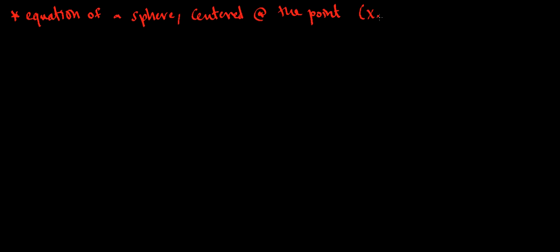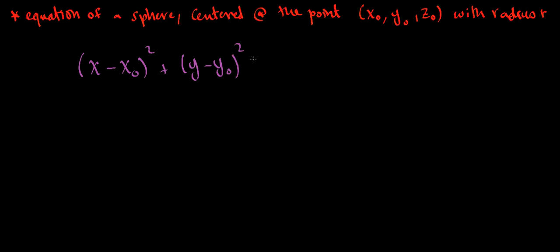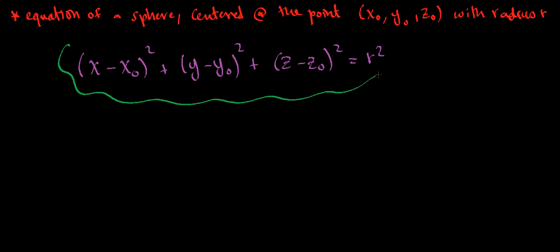So let me give you the general formula for the equation of a sphere. Equation of a sphere centered at the point x naught, y naught, z naught with radius r is gonna have this equation: x minus x naught squared plus y minus y naught squared plus z minus z naught squared is equal to r squared. This is the general formula.